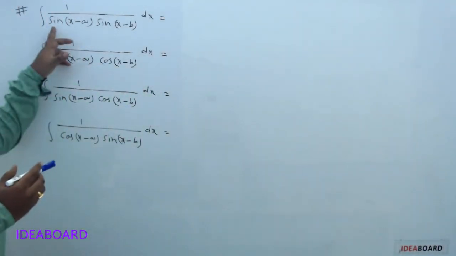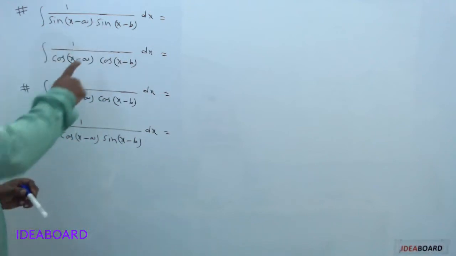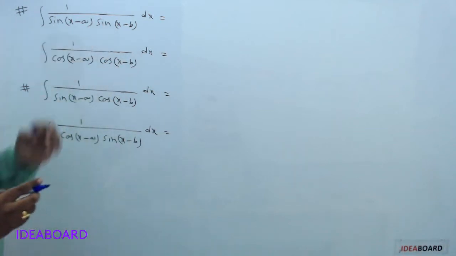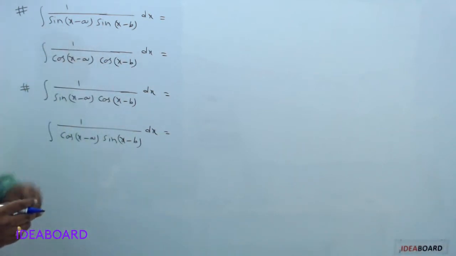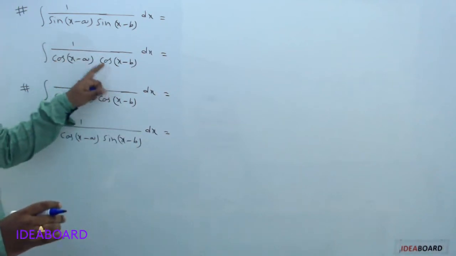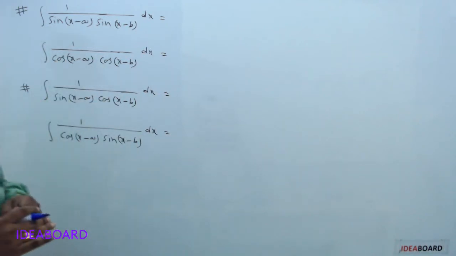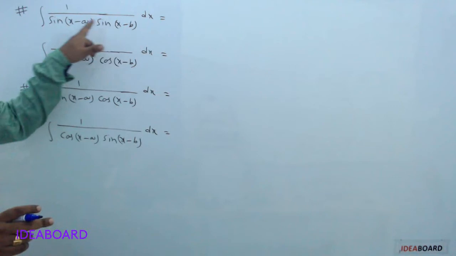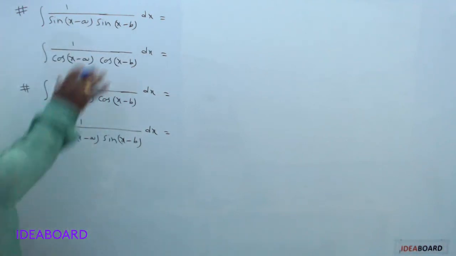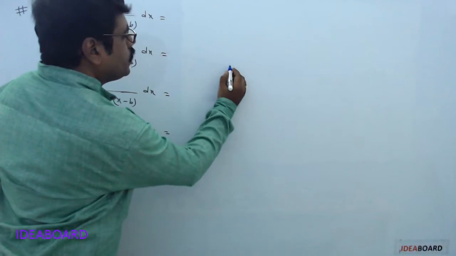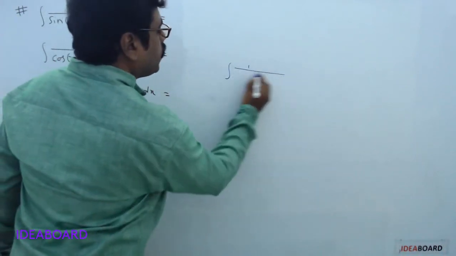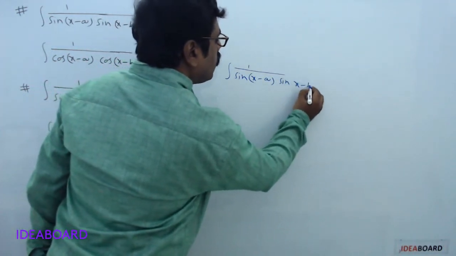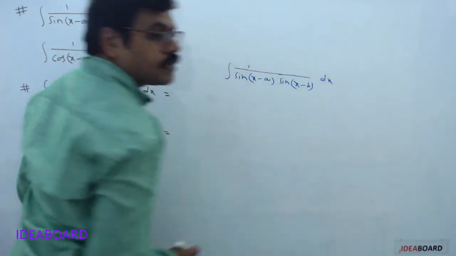Here in the denominator both are sine functions. Here in the denominator both are cos functions. Whenever in the denominator both the sine functions are given or both the cos functions are given, the procedure will be dividing and multiplying with the sine of difference of angles in the denominator. Now take this one. Integral 1 divided by sine of x minus a into sine of x minus b dx.